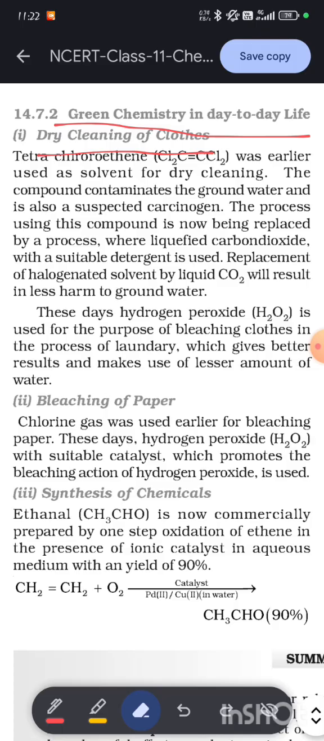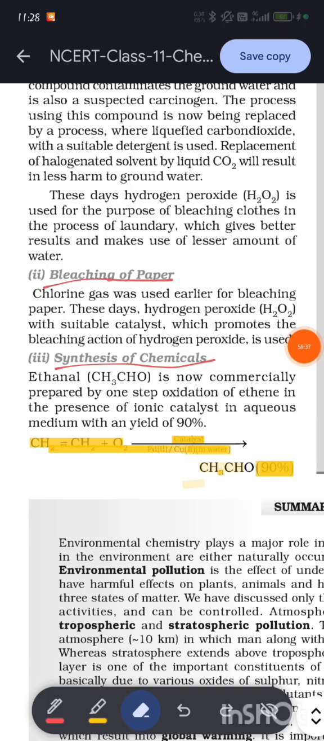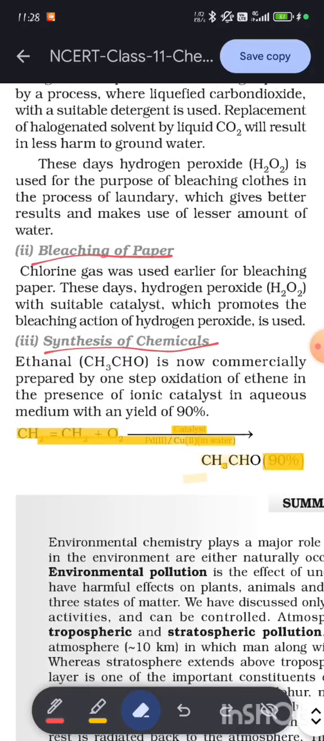These days, hydrogen peroxide is used for the purpose of bleaching clothes in the process of laundry, which gives better results and makes use of a lesser amount of water. Next is bleaching of paper. Chlorine gas was used earlier for bleaching paper. These days, hydrogen peroxide with a suitable catalyst which promotes the bleaching action of hydrogen peroxide is used.